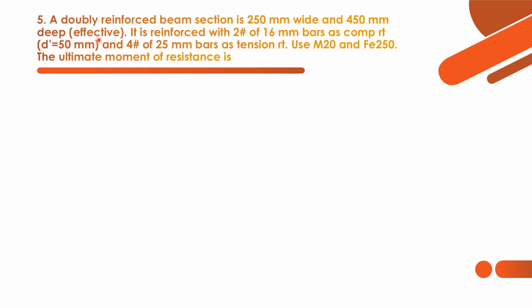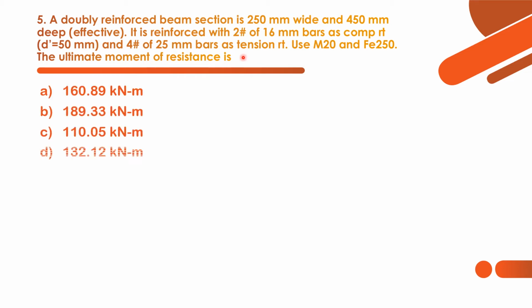This question is also based on a doubly reinforced section. A doubly reinforced beam section is 250 mm wide and 450 mm deep. Effective depth is given as 450 mm. It is reinforced with two numbers of 16 mm diameter bars as compression reinforcement, having the compression reinforcement cover as 50 mm, that is D dash value, and four numbers of 25 mm bars as tension reinforcement. We have to use M20 grade of concrete and Fe250 grade of steel. Then what will be the ultimate moment of resistance?